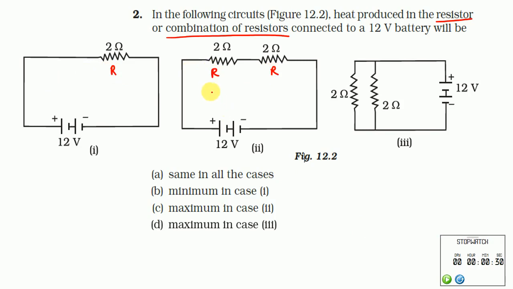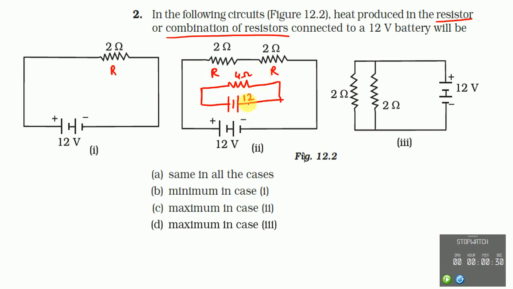So let's see, here this is R, this is also R, this is also R, but we are talking about the combination of resistors here. So obviously one resistance you can write instead of both, that will be 4 ohm. This is the combination of the resistors. So this circuit can be changed into this circuit, and this circuit can be changed into this circuit.